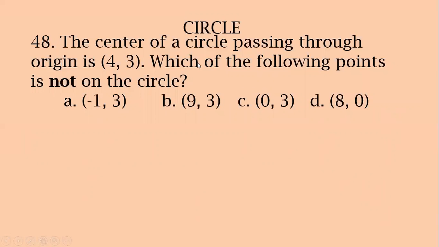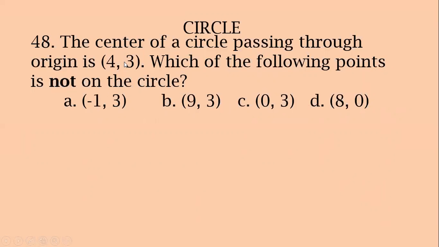Now, which of the following points is not on the circle? Exceptional question, not. So we have to find out the circle first and we have to see which point is not on the circle. Definitely out of these 4, 3 points are on the circle. Okay, let us find the equation first.